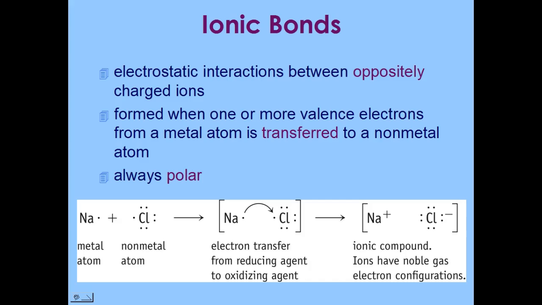And these will always result in a polar bond because you will have your anion that will have a full complement of valence electrons, while your cation will have no valence electrons in the atom's original valence shell.